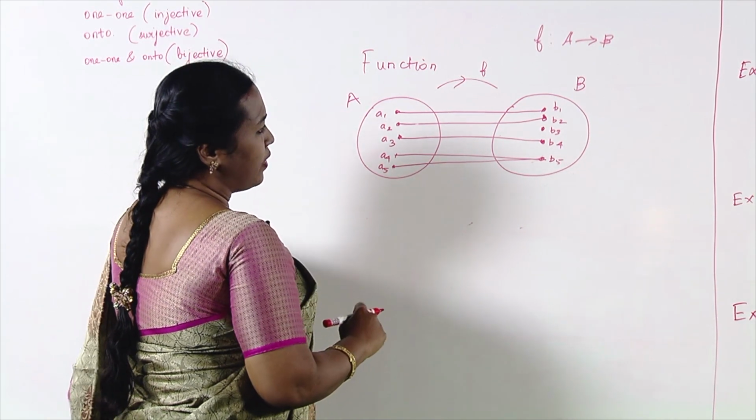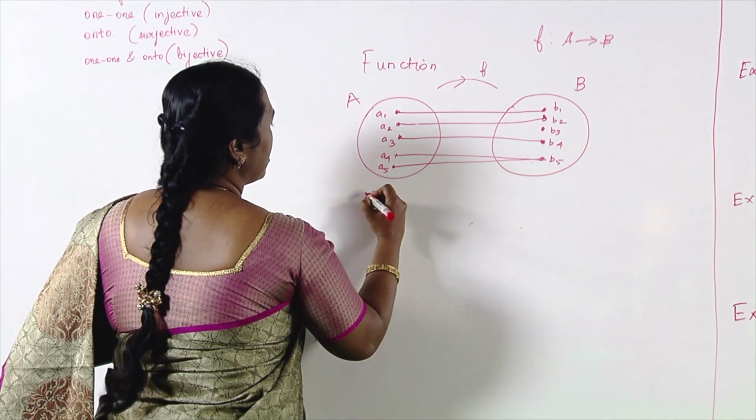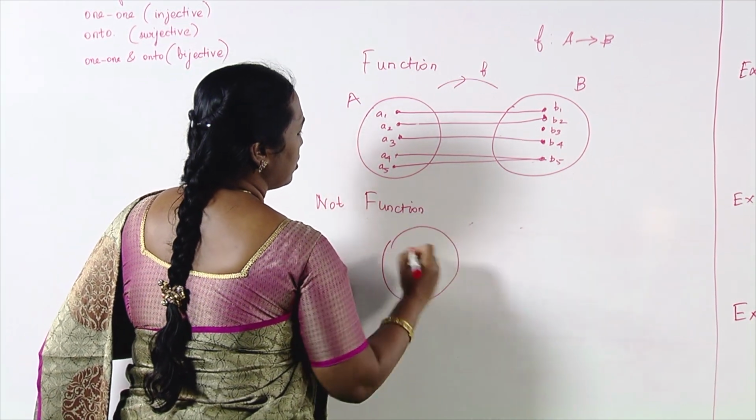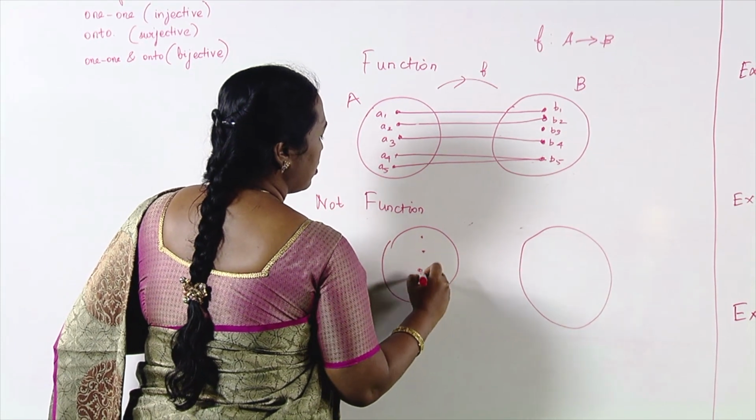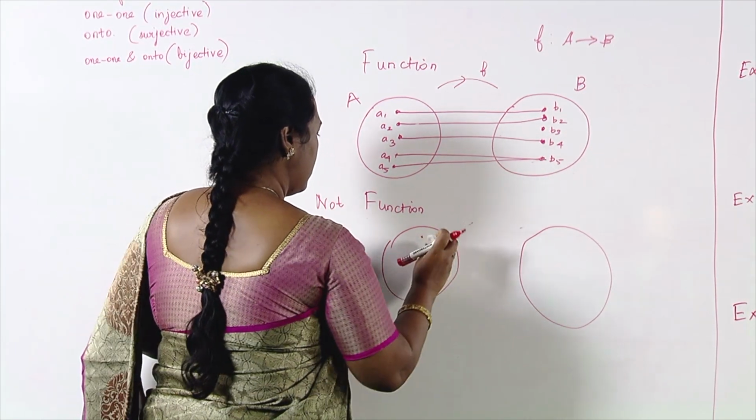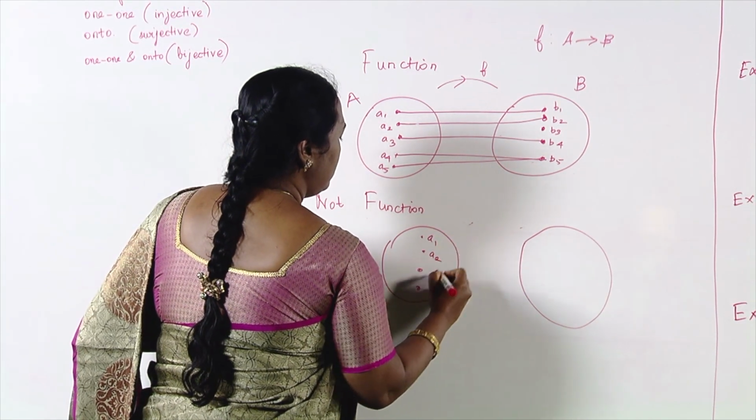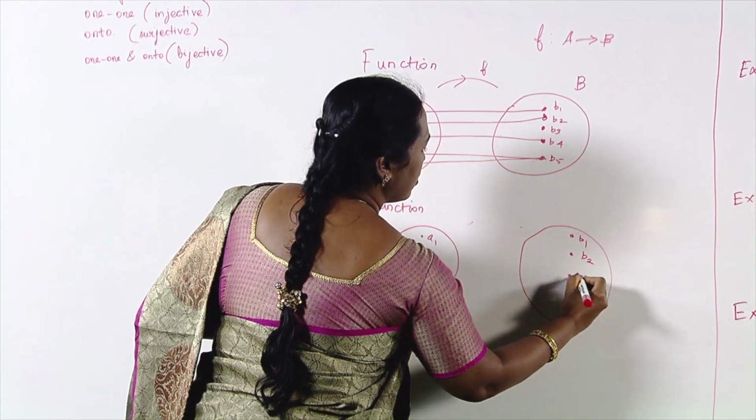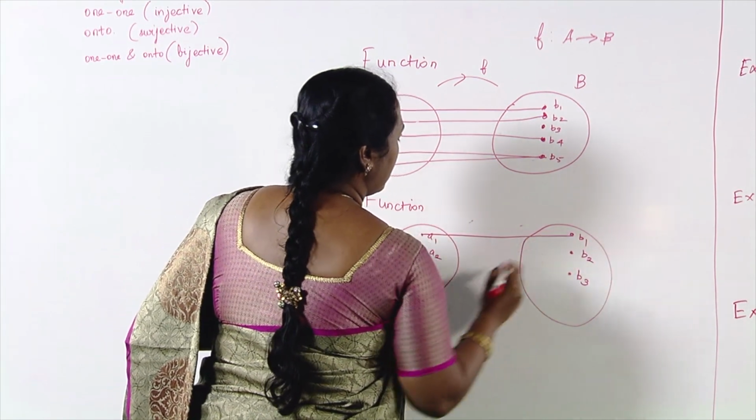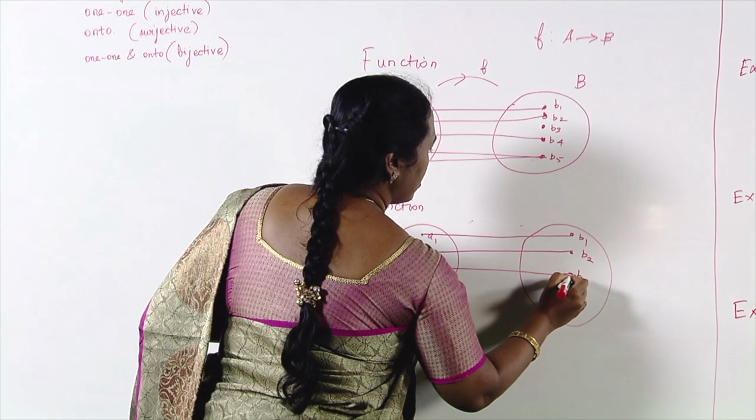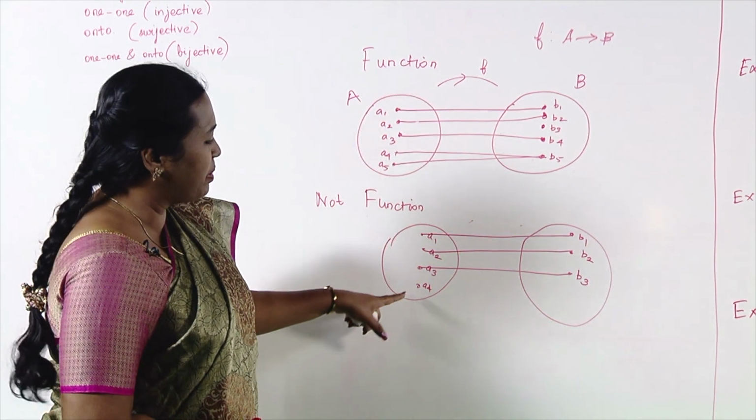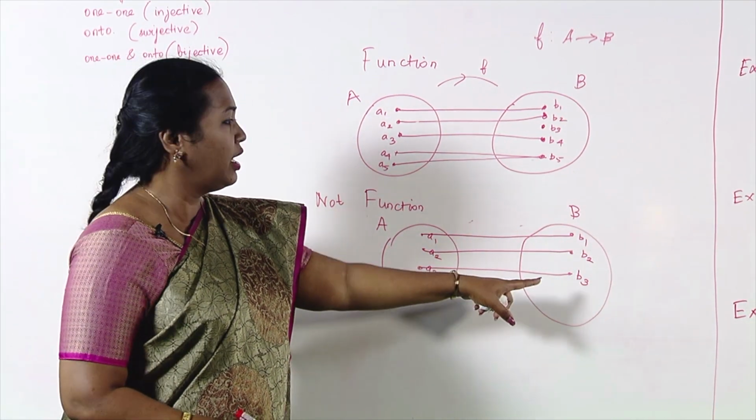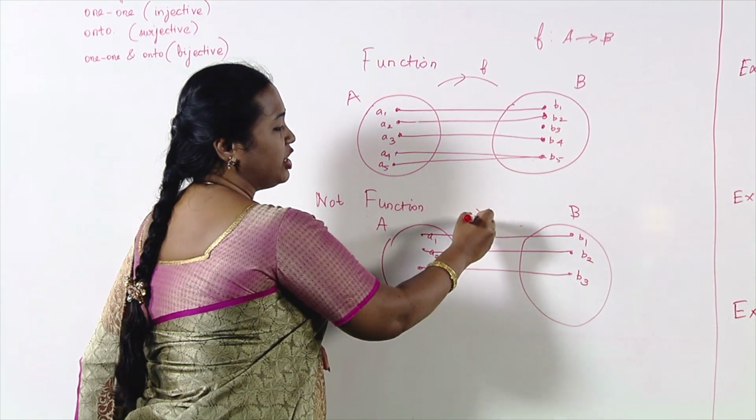Now, this is an example of a function. Now, I will show what is not a function. Now you can see that there is one element A4 in my domain A which does not have an image in the codomain. This is not a function.